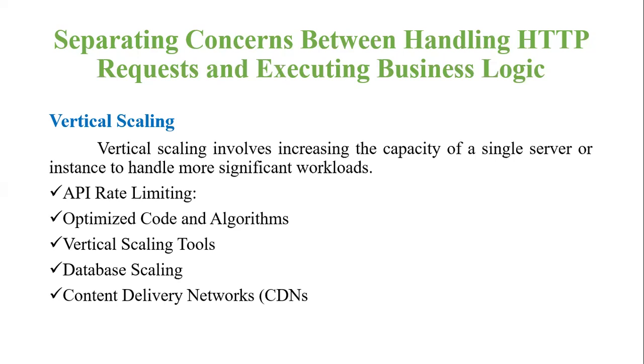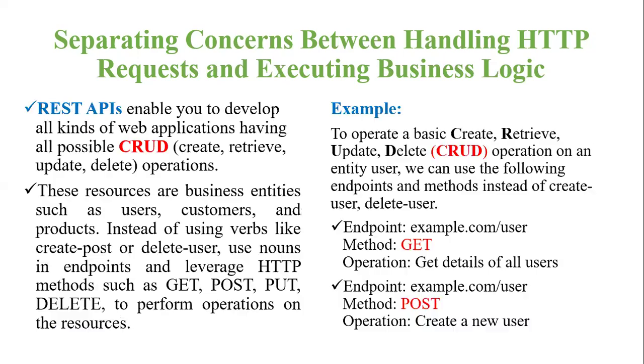Next, content delivery networks. Offload static content and assets to CDNs, reducing the load on your API servers, and it can serve cached content from the edge locations closer to the user to improve the response times.